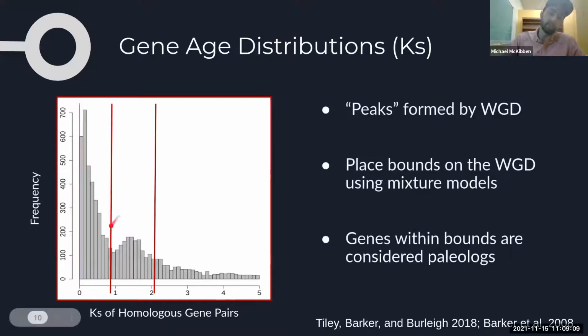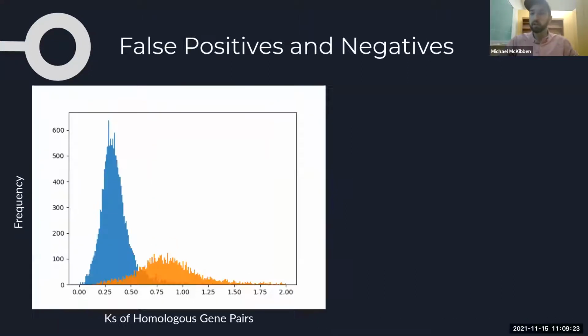Peaks in these plots can be formed by whole genome duplications, and we can use complex mixture models in order to place bounds on these peaks. It's generally assumed that genes within the bounds of these peaks are likely candidate paleologs. As you can imagine, this can lead to a lot of issues, particularly when there are multiple overlapping whole genome duplications, a pretty common occurrence in plants.